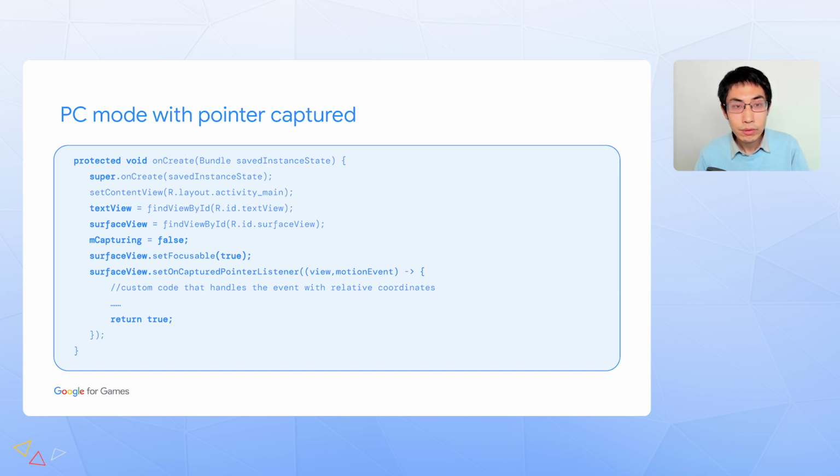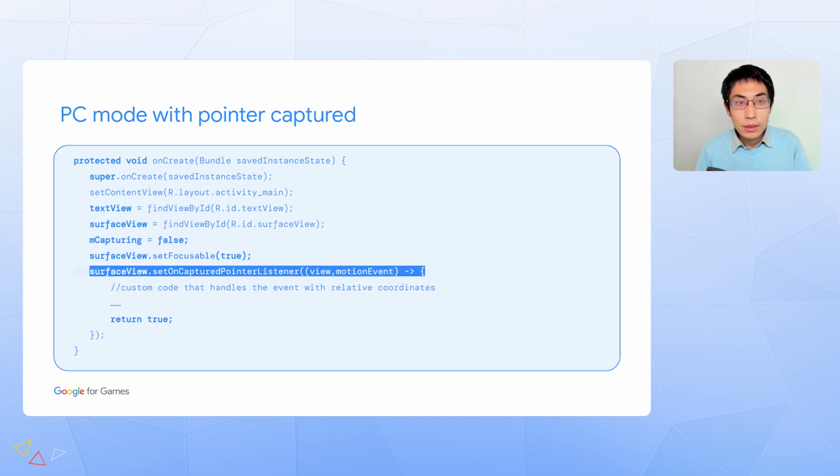First, it should be focusable. You can use code to set it as true or use the manifest file to configure it. Here, we use the code to set it at runtime. The event of pointer capture is received by a different listener. So, please use the setOnCapturedPointerListener to set the callback function.